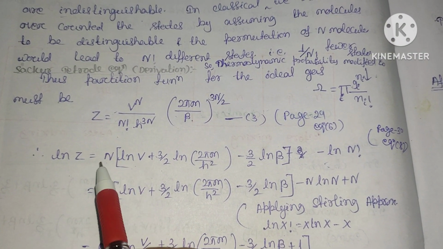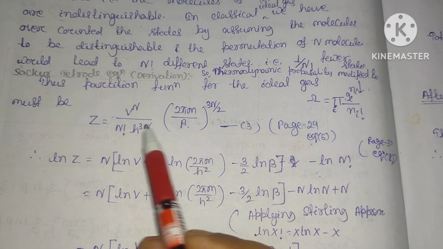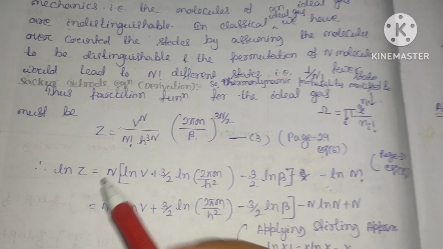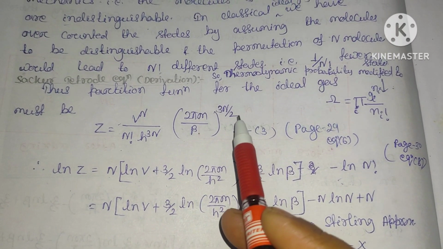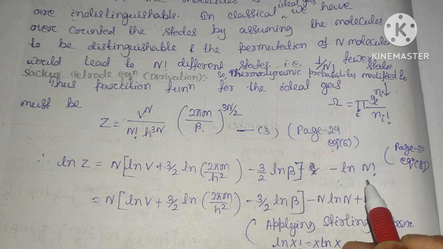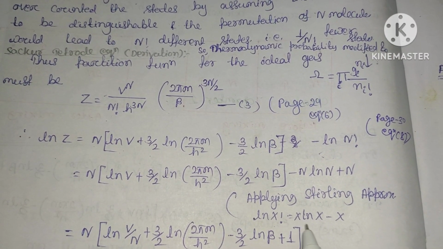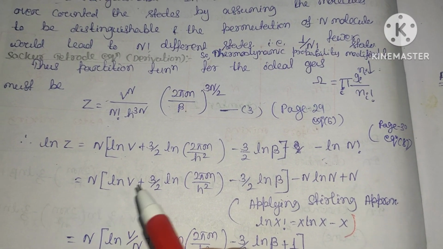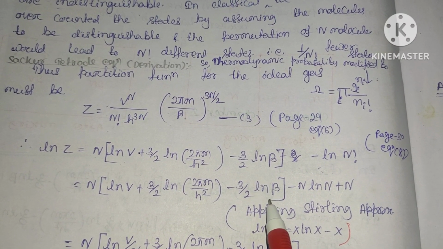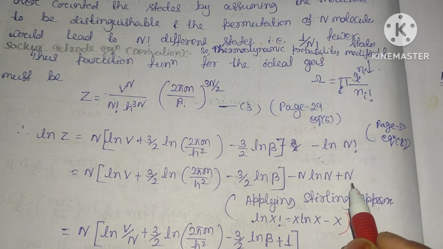So this ln Z will simply be N ln V, divided by N factorial h power 3, so this becomes minus ln N factorial. After calculating this, we get ln Z equal to N ln V plus 3 by 2 ln 2 pi m by h square minus 3 by 2 ln beta minus ln N factorial. Now by putting the Stirling approximation, that is ln x factorial equal to x ln x minus x, we get N ln V plus 3 by 2 ln 2 pi m by h square minus 3 by 2 ln beta minus N ln N, minus minus becomes plus N, by putting the Stirling approximation.